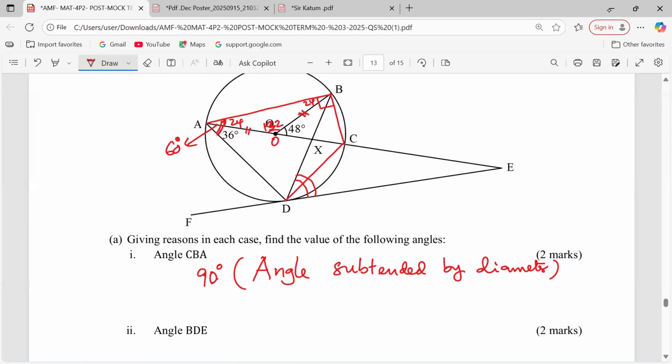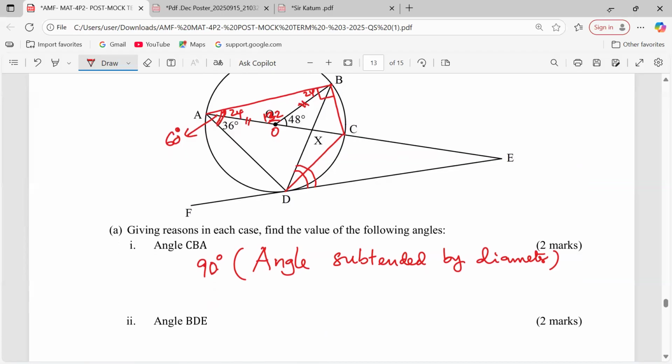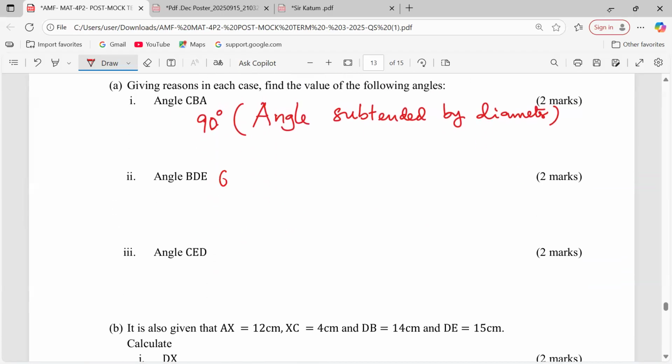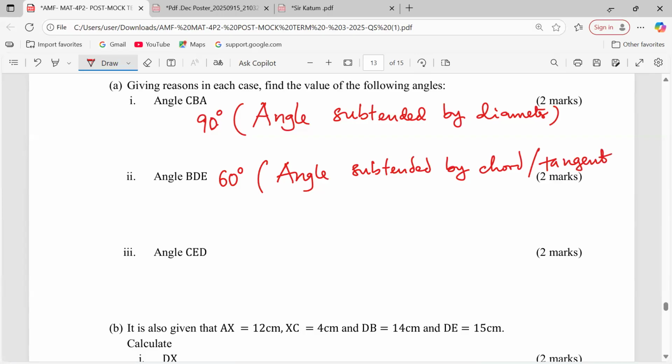With that angle at 60 degrees, look at the angle BDE. That angle has been subtended by the same chord with a tangent. So we can say this angle is equal to 60, and I'll show you how to give the reason. Angle subtended by chord and tangent is equal to angle by the same chord in the alternate segment.